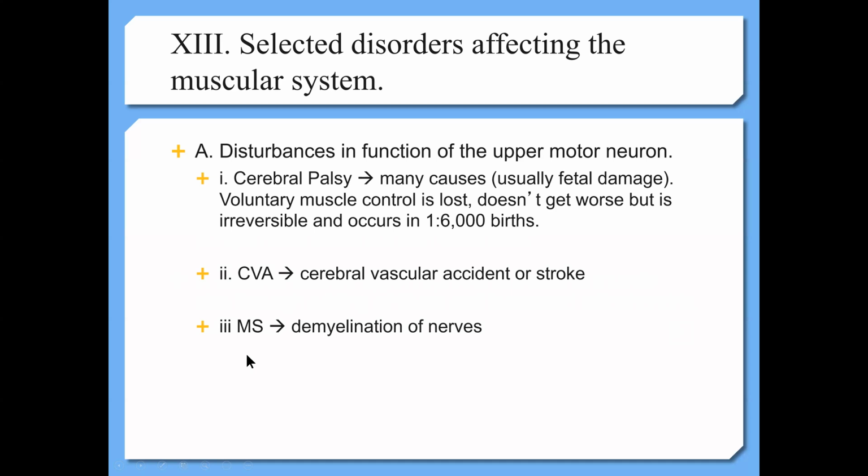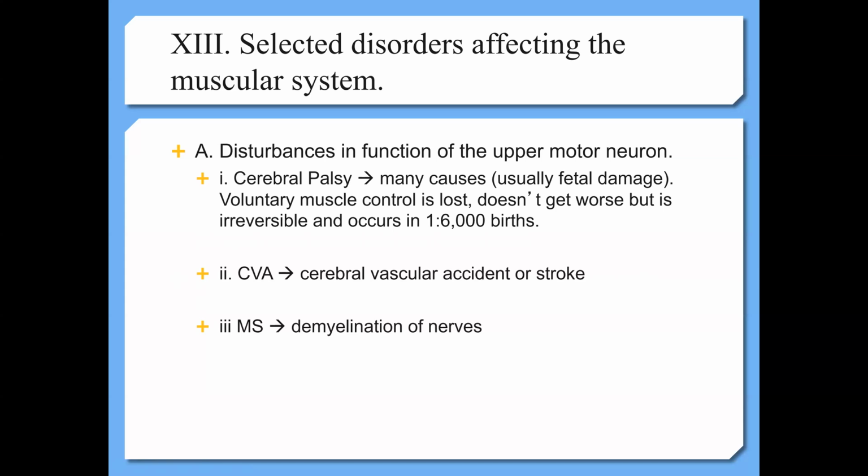And then you can have multiple sclerosis, which is demyelination of the nerves. We'll learn that the nerves have a fatty wrapping around them called myelin, okay?